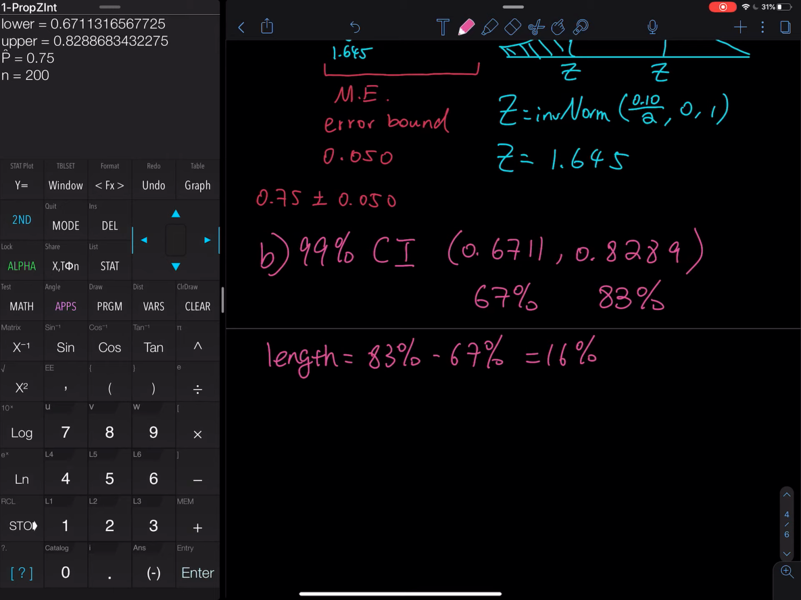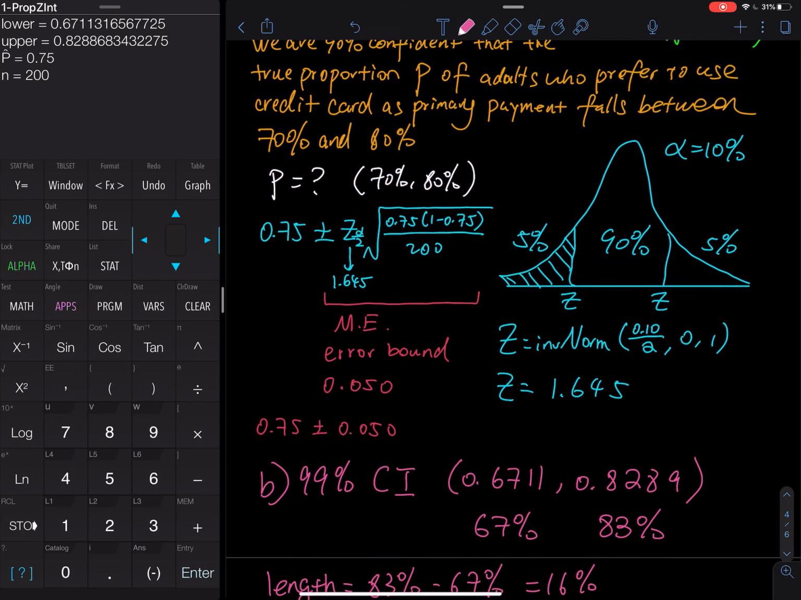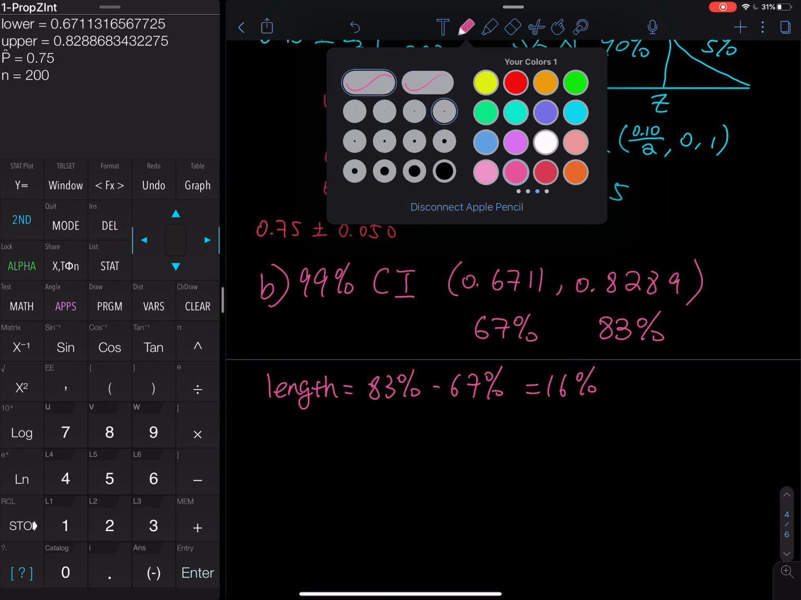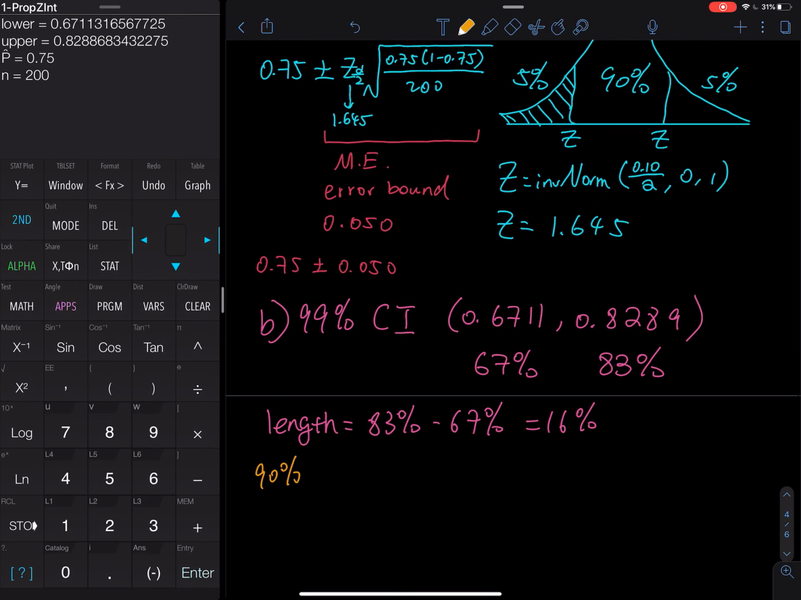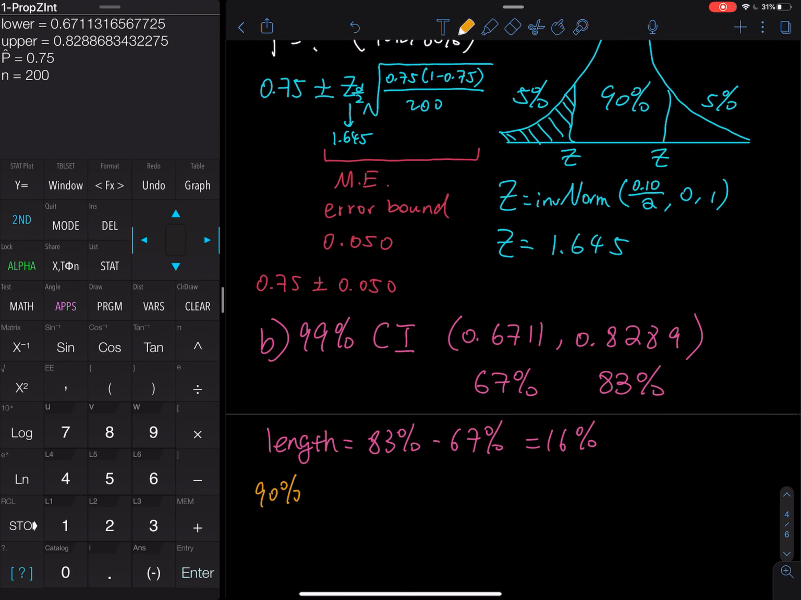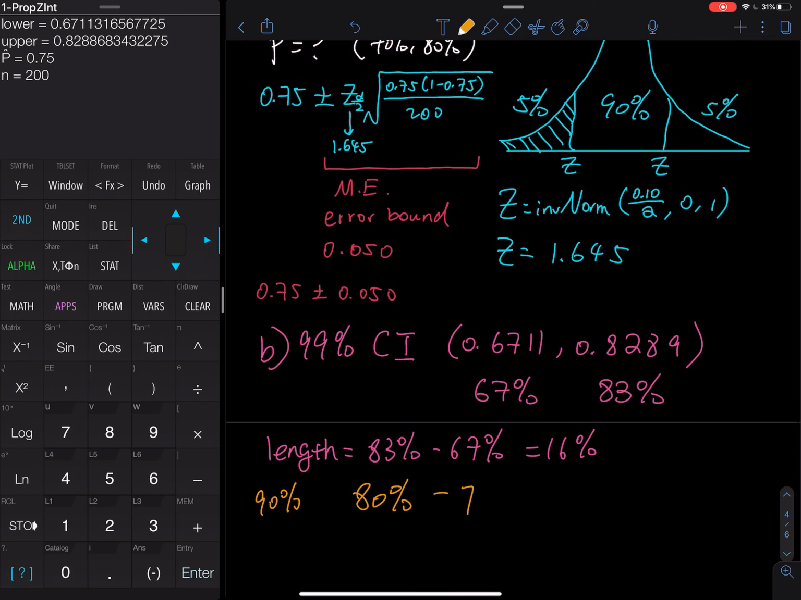And then the previous problem, the 90%, what color did I use? I used orange, right? Okay, I will follow the color code. So for the 90%, how long is the interval? That will be 80% minus 70% equals 10%. So the 90% confidence interval is shorter. The 99% confidence interval is longer.